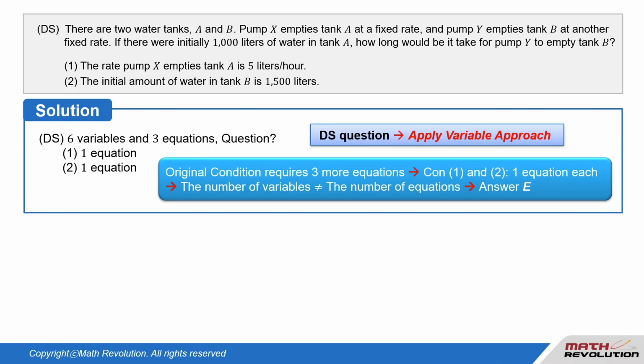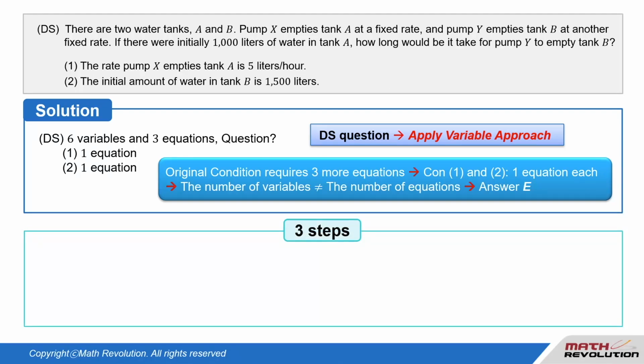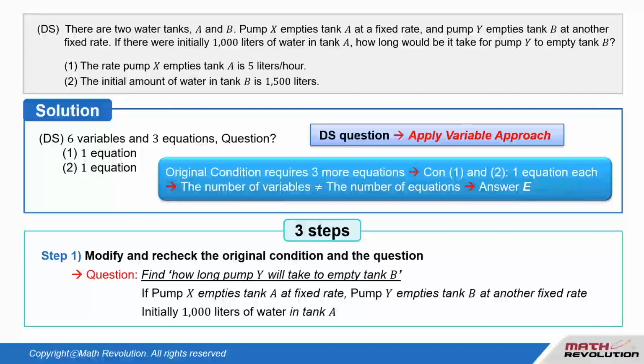In particular, work rate questions frequently appear on the exam. Be careful not to get these questions wrong. Let's apply the 3 steps suggested previously. Follow the first step of the variable approach by modifying and rechecking the original condition and the question.